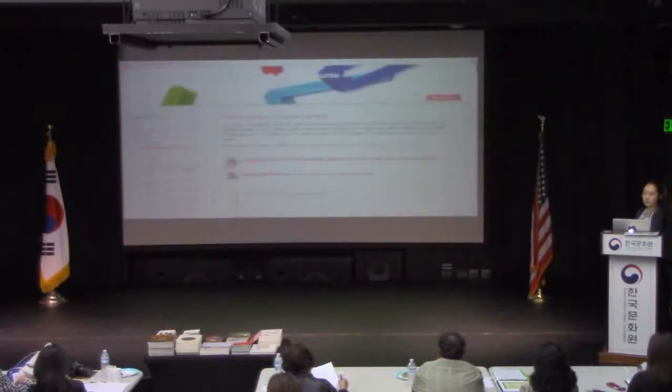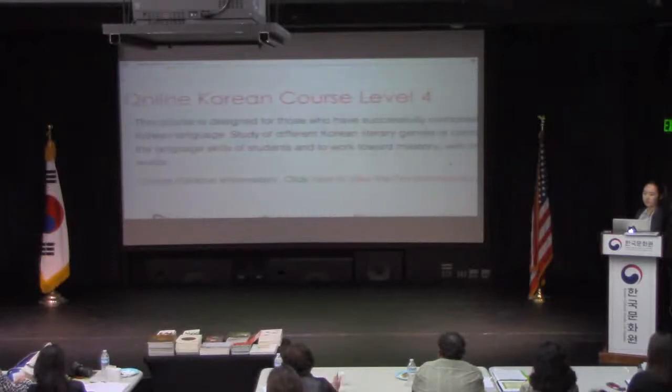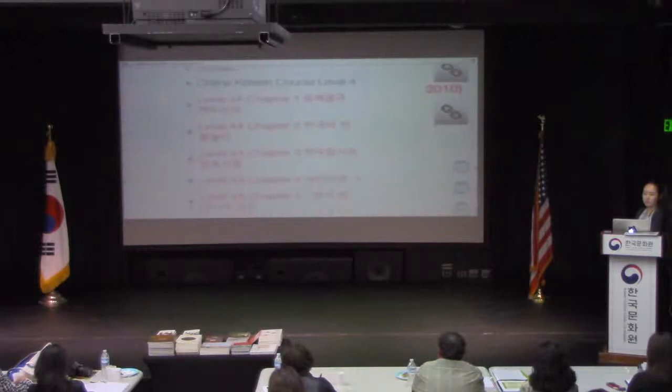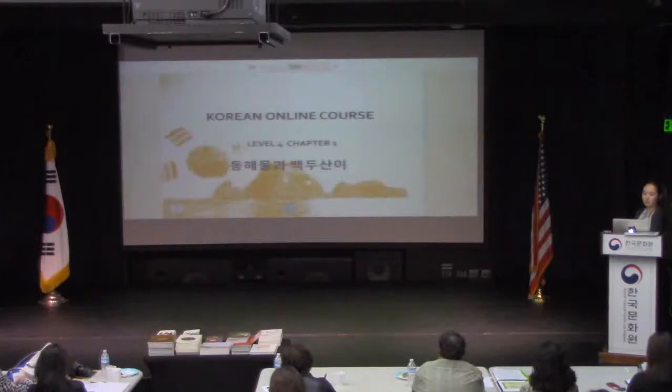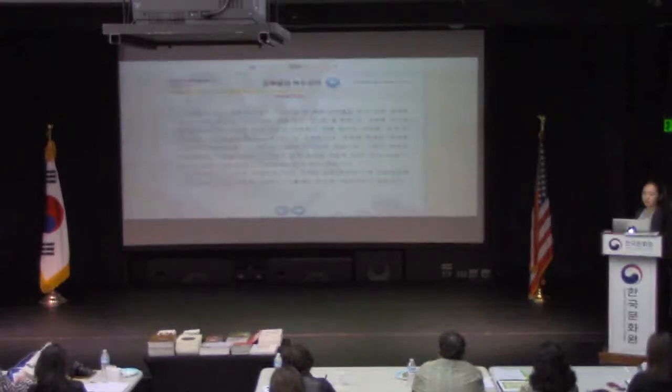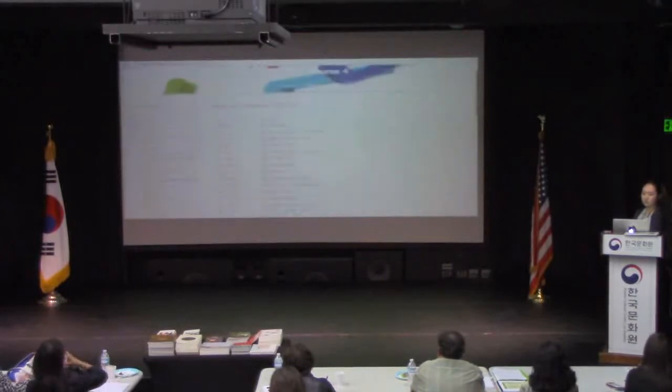Korean Course 4 is designed for those who have successfully completed Korean Course 3 or for those who have received 80% and above on the placement test with greater than normal exposure to the Korean language. It continues the study of different Korean literary genres with longer and more in-depth materials. This is to refine the language skills of students and work towards a mastery of the language, with the addition of a study of Korean proverbs and 4 character idioms.